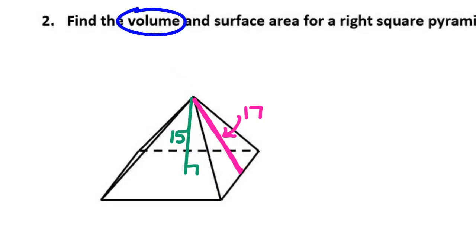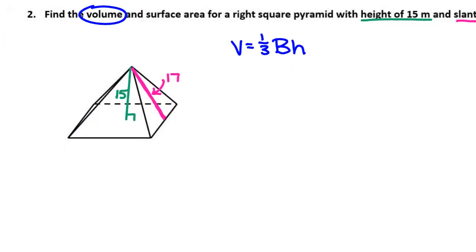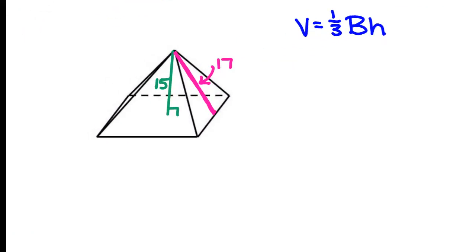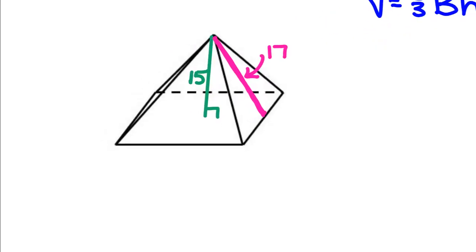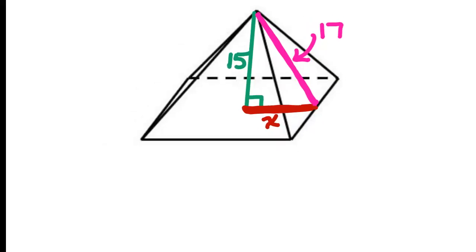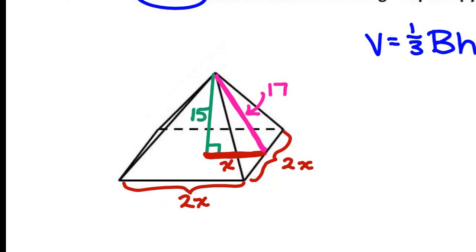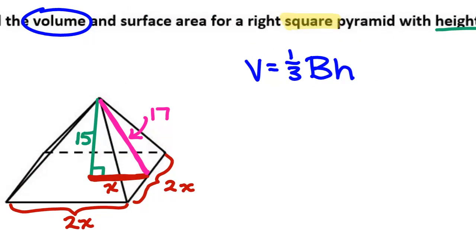To find the volume is 1/3 area of the base times the height. So we need to find our base edge if we're going to do that. Well, if I'm going to find the base edge, this much right here would be half my base edge. So I'm going to call this X. If I call that X, then this right here would be 2X. And this side over here would also be 2X because it's a square. It tells us that it is a right square pyramid.